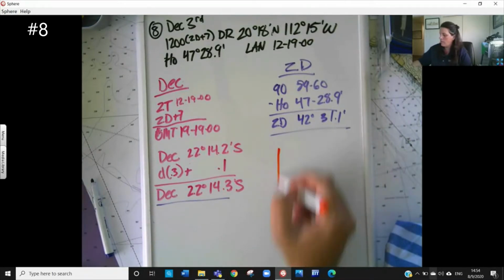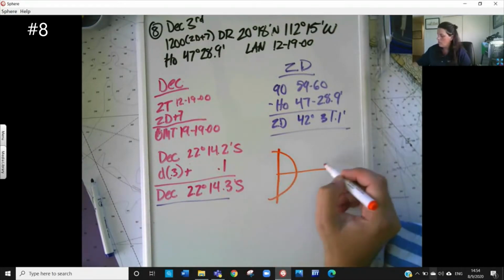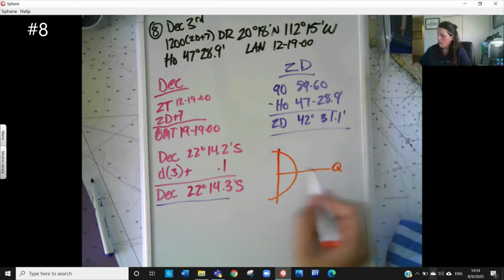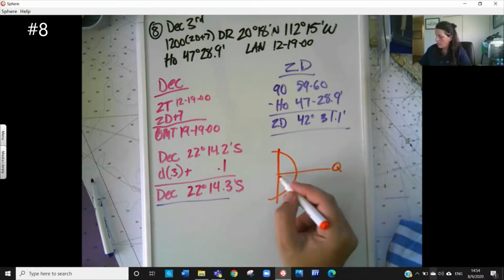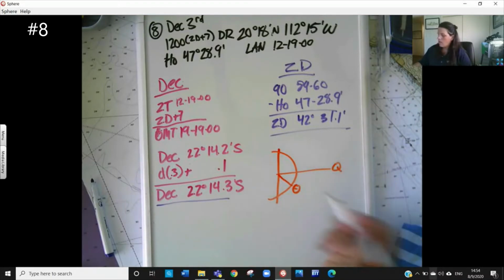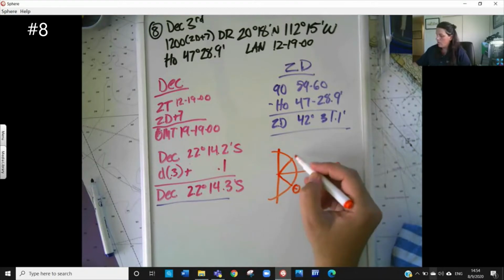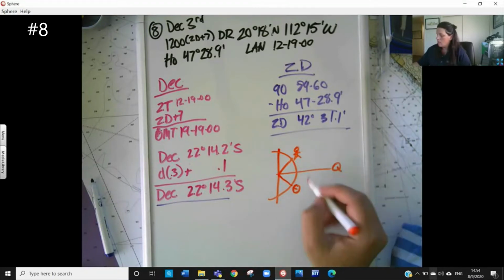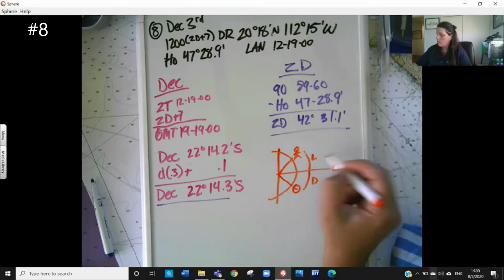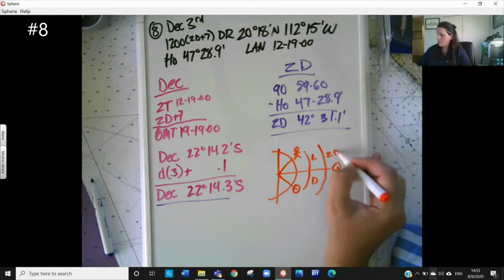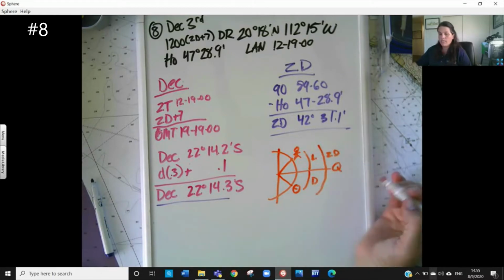So we'll draw a picture out. There's the equator. So the sun is going to be in the southern hemisphere. We are in the northern hemisphere. So from the equator to the sun is declination. From the equator to ourselves is latitude. From ourselves to the celestial body is our zenith distance. And we want to find L. We want to find the latitude.